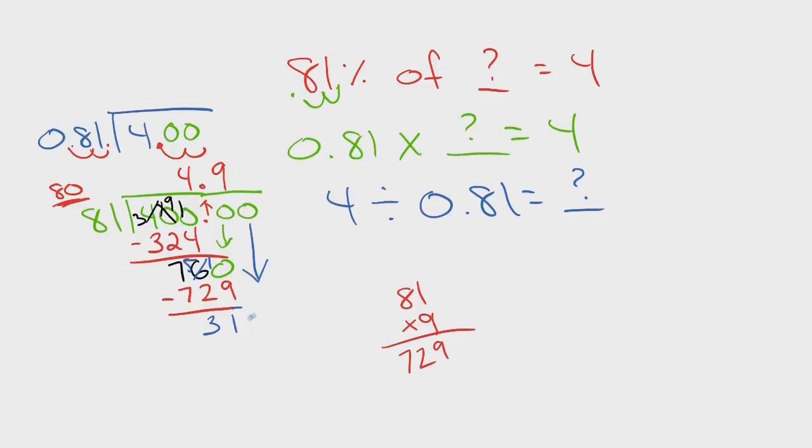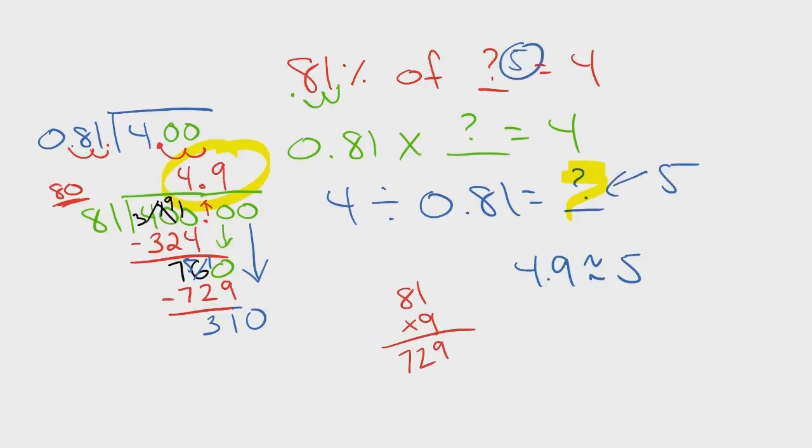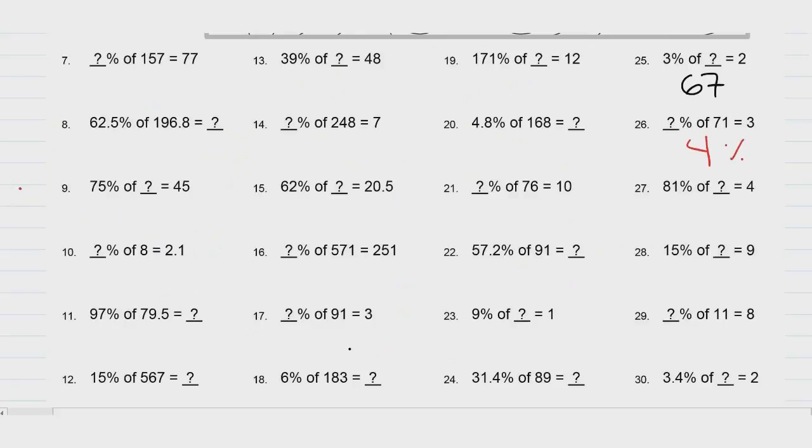And I bring down the other 0. But you know what? I can actually stop here because this isn't a percent. I'm just wasting time. This is a good enough answer to estimate. This is 4.9, which is approximately 5. So 81% of 5 equals 4. I come over here, and I put 5 for my answer.